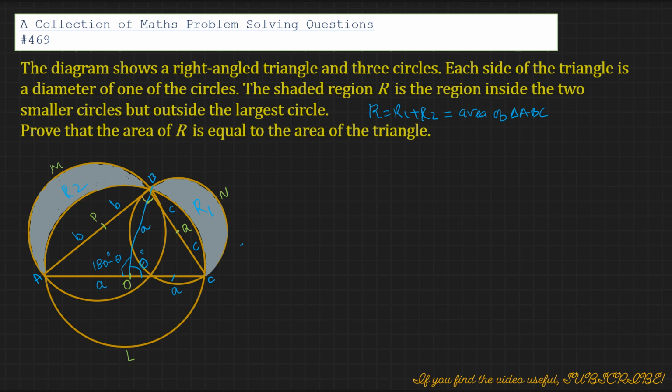So I think we are ready to start. If you need some more things to be marked, I'll do that. So the first thing is, if I find the area of R1, okay? So what is R1? So this is R1, so R1 would be equal to the area of the semicircle N minus the area of the segment BC, which is this part really.